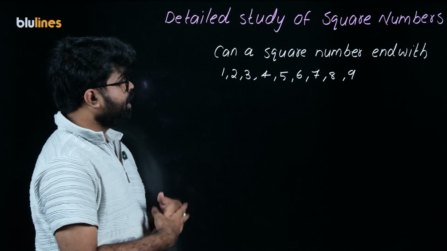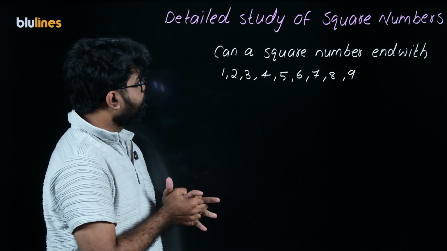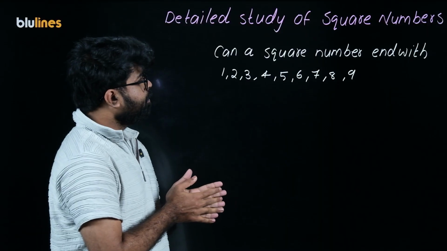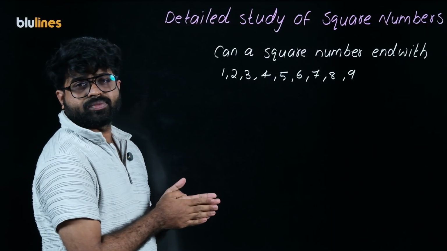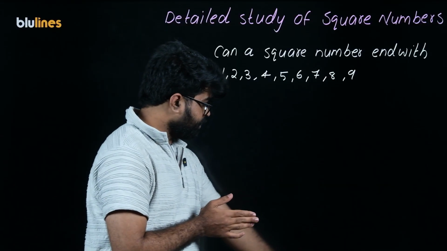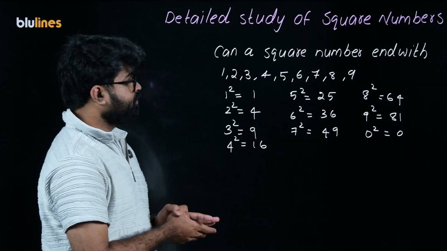Now we can study in detail about square numbers. Can a square number end with digits 1, 2, 3, 4, 5, 6, 7, 8, 9? Let us see. It's a detailed topic. We know that these are the squares which we know.